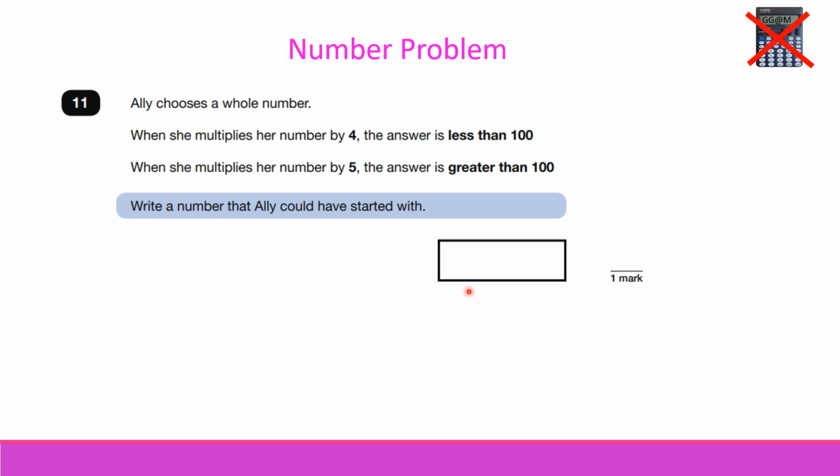Now the key words in the question are that we've got a whole number. You're told that it's multiplied by 4, the answer is less than 100. When the same number is multiplied by 5, the answer is greater than 100. And you've got to write down a number that could have been chosen to start with. So you've got to find one number.